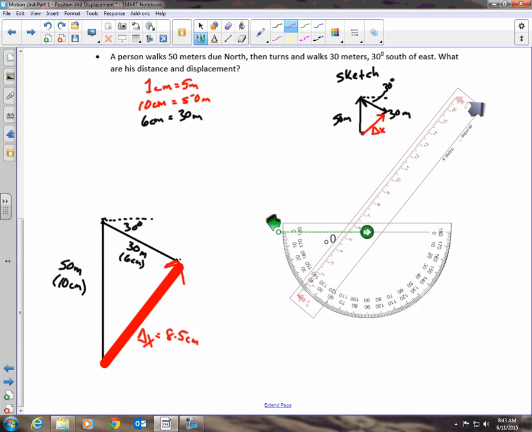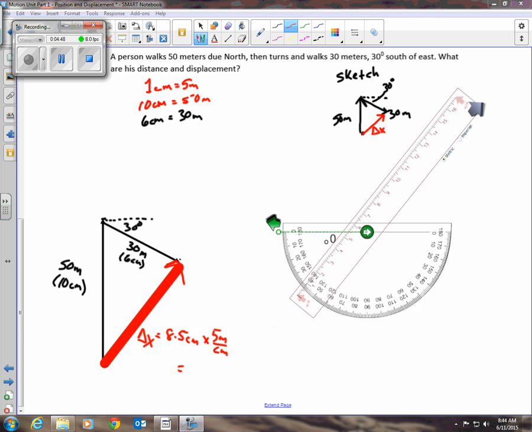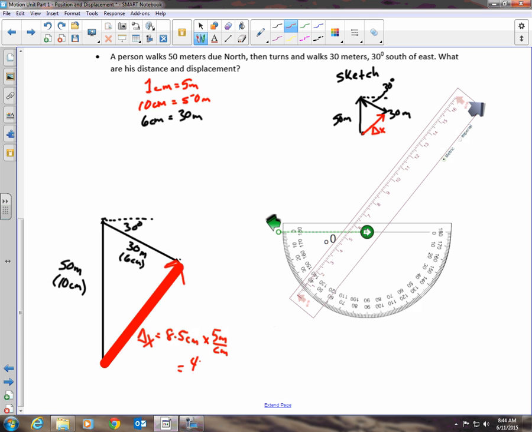But we have to remember we're doing this to scale. So when I was trying to make the diagram, I just divided by 5. Right? 30 meters was 6 centimeters long. Now, if I'm trying to find out what this 8.5 centimeters represents, I'm going to multiply it by 5 meters per centimeter. And I end up with a value of 42.5. And if we look at it, it looks about right because it's not quite as long as the 50, but it's longer than the 30.